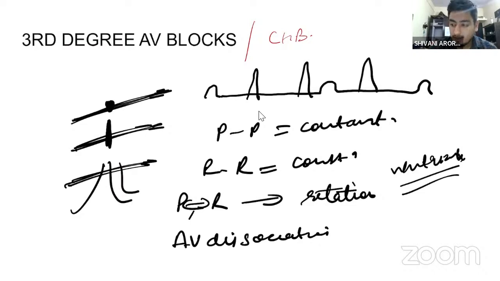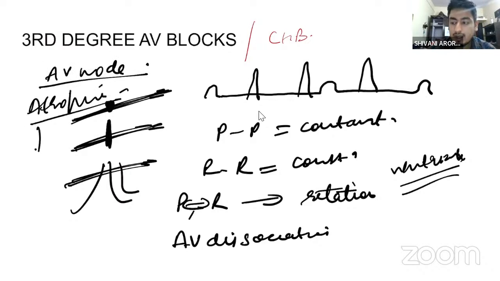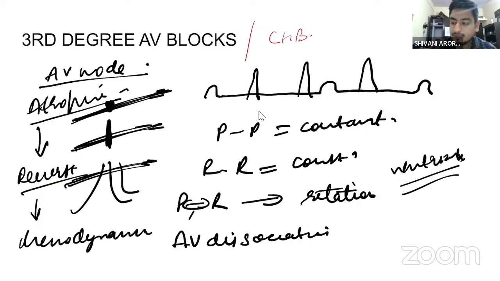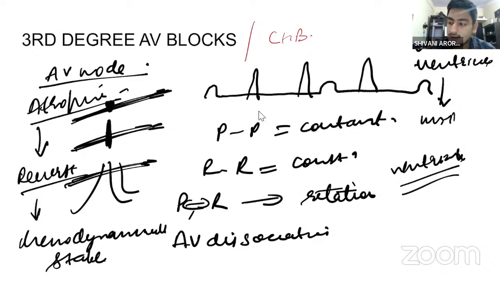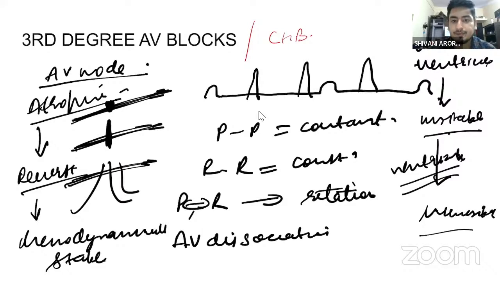The difference here is that if the block is at the level of the AV node, the escape rhythm would be a junctional rhythm, it can respond to atropine, and it can be reversible. Clear? And most of the time the patient is hemodynamically stable here. But if the block is below the level of the AV node, the escape rhythm would be a ventricular escape rhythm. The patient would be hemodynamically unstable and it is mostly irreversible.